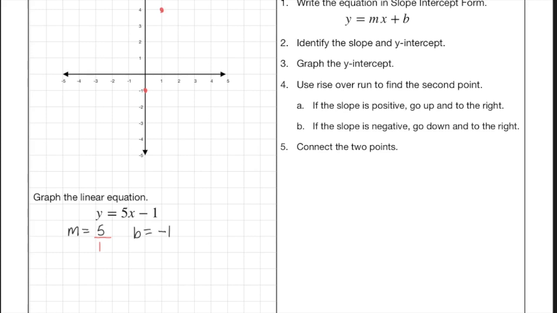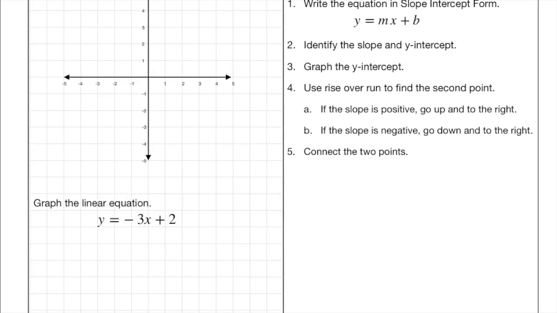And now the last step is to connect the 2 points. So your line is going to look like that. And we're going to put the arrows because that line never stops. And that's it. That's how you graph a line in the form y equals mx plus b.